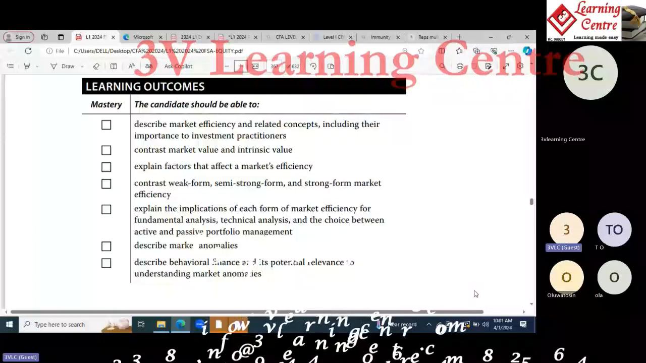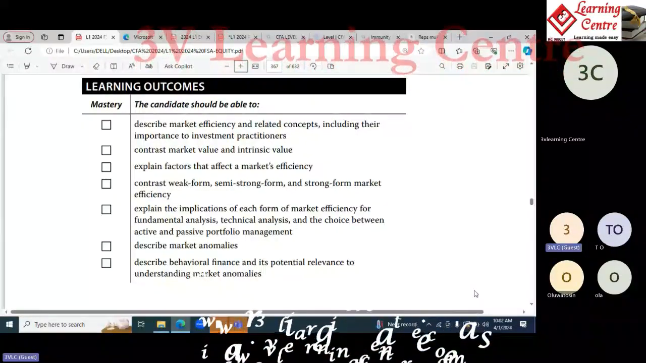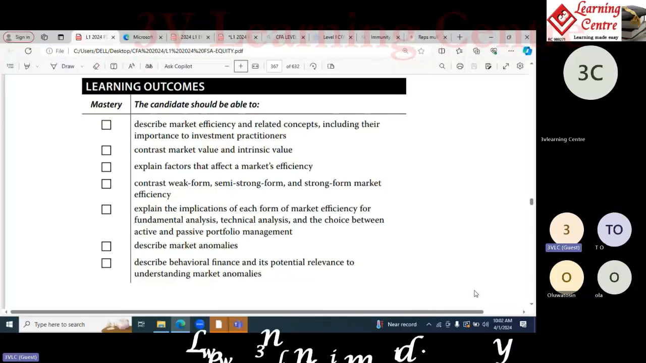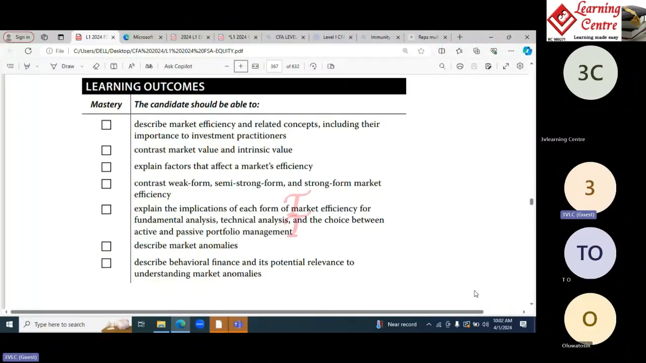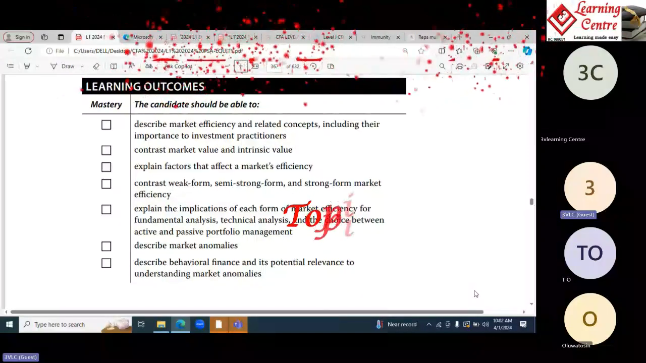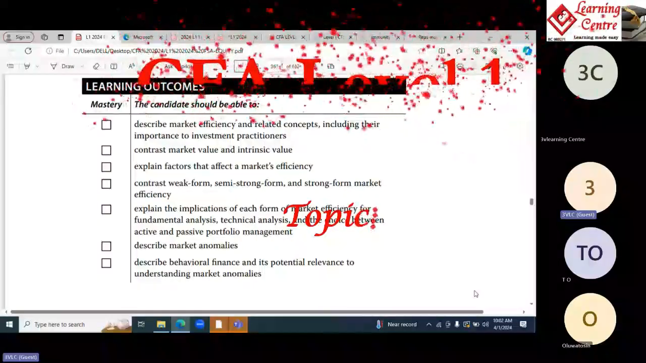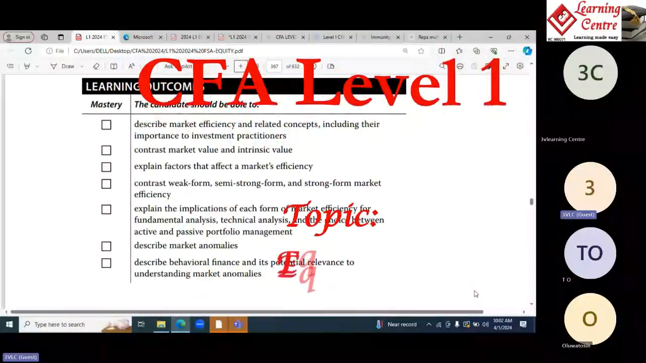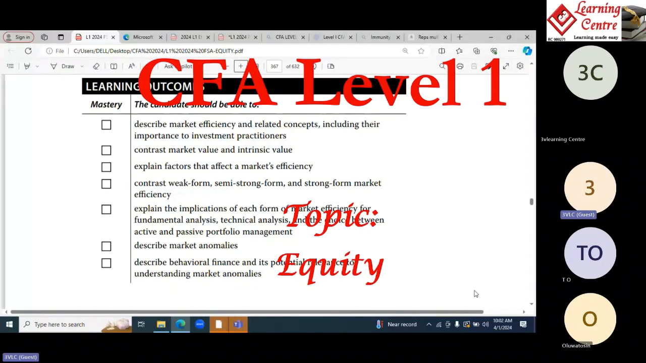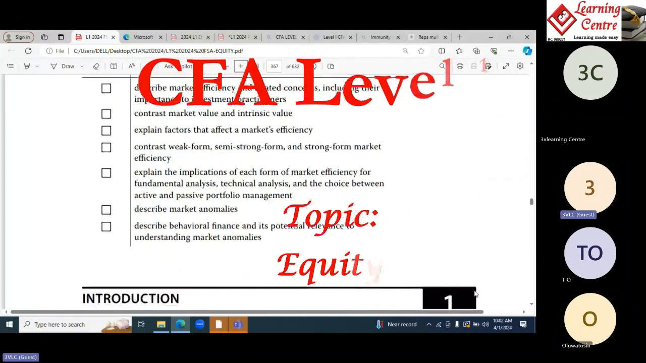So it talks about describe market efficiency and related concepts, including their importance to investment practitioners. Contrast market value and intrinsic value. Explain factors that affect a market's efficiency. Contrast weak form, semi-strong form, and strong form market efficiency. Explain the implication of each form of market efficiency for fundamental analysis, technical analysis, and the choice between active and passive portfolio management. Describe market anomalies, describe behavioral finance, and its potential relevance to understanding market anomalies.